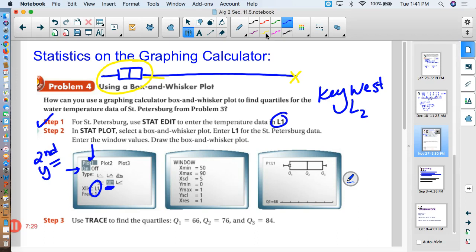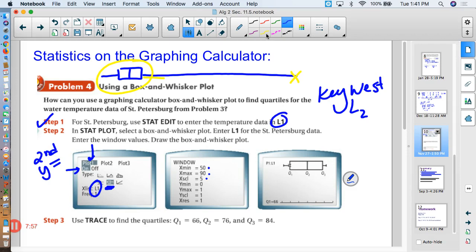Our next step is to go to our window key, and we are going to set our minimum to 50 and our maximum to 90. We talked about that yesterday, that we looked at the low and high values for the temperatures, and if we go a little bit on the outside of that, we'll make sure we see everything. Our x scale here is set to be 5. That means every 5 we'll see a tick mark.